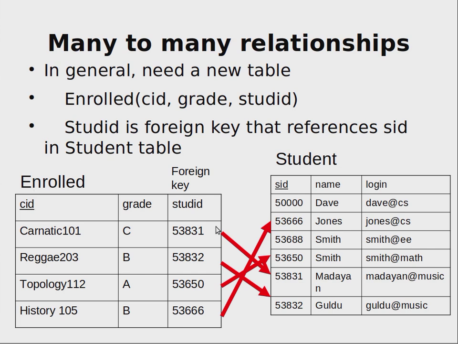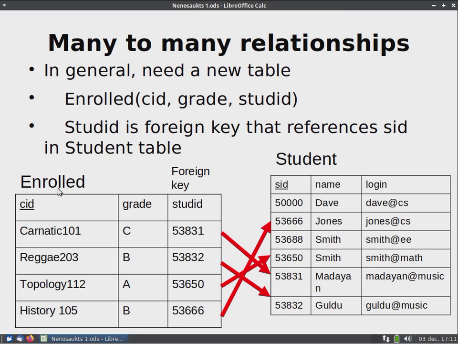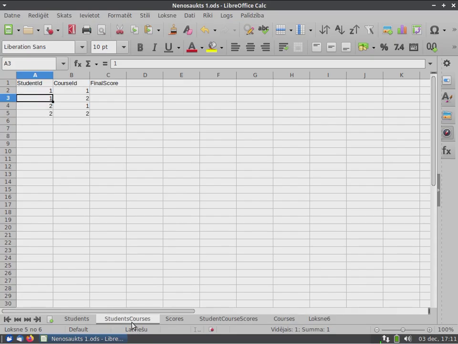And here is a visualization of these relations with primary keys and foreign keys. So here in table student, serial ID is the primary key, but here for table enrolled, which in my example would be the analog of a students courses table.